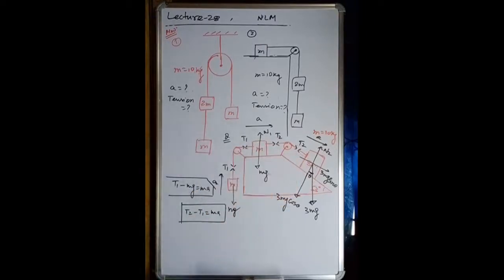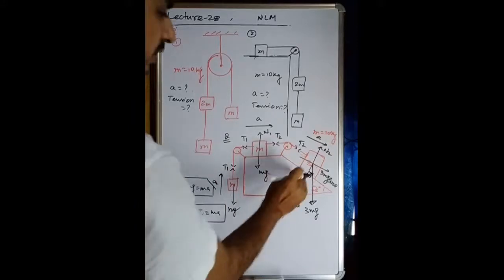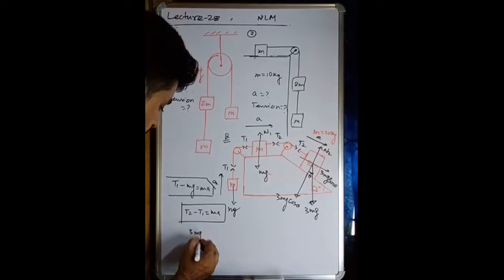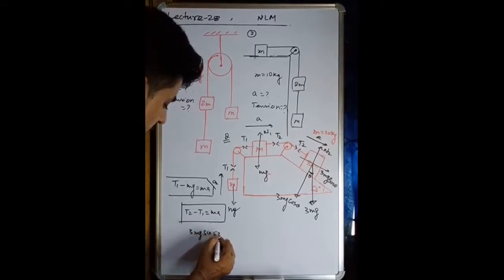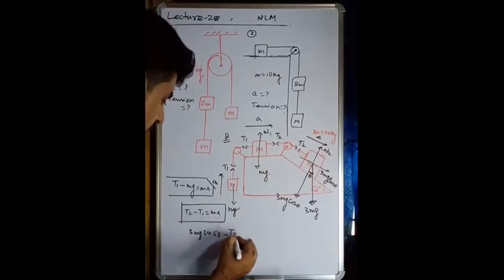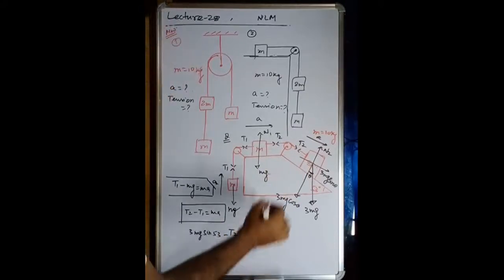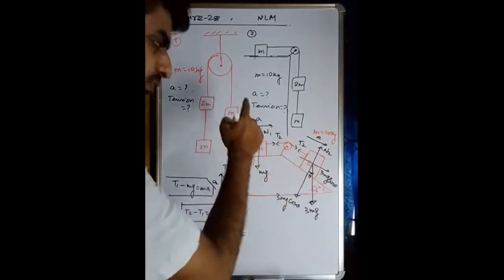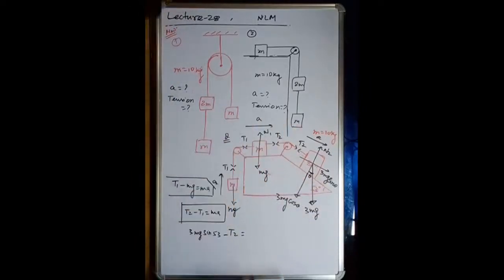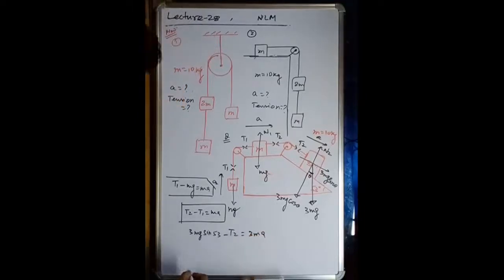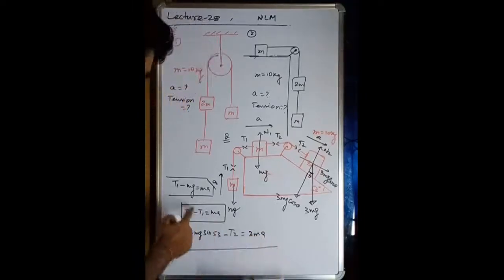Now for this body, which force is trying to move this body downward? It is thrice mg sin theta, so it is thrice mg sin 53. And which one is trying to stop this body? Of course it is T2. Despite these two forces acting, this body is moving downward with an acceleration a. That's why we write here thrice m times a. My dear students, sum all the equations 1, 2 and 3.